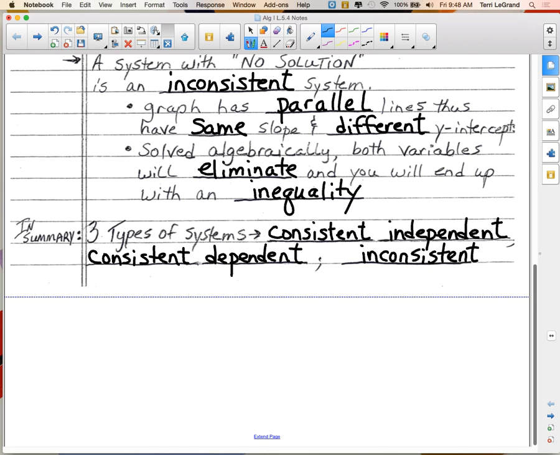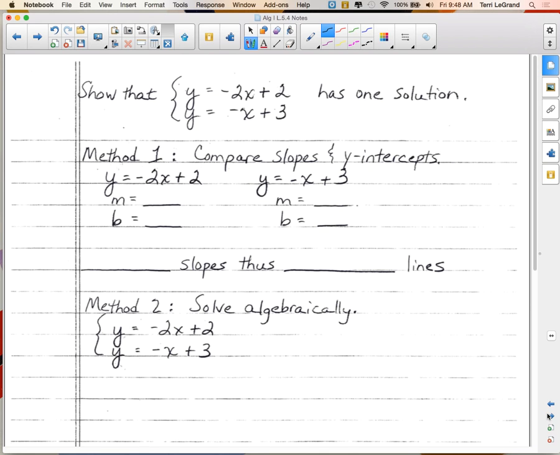So today you have to identify those. You have to decide, is it consistent independent, consistent dependent, or is it an inconsistent system? Okay, so here's what they're going to have you doing in your homework. Show that we have this system, y equals negative 2x plus 2 and y equals negative x plus 3. You're supposed to show that it has one solution. You get to pick the method you're going to use.